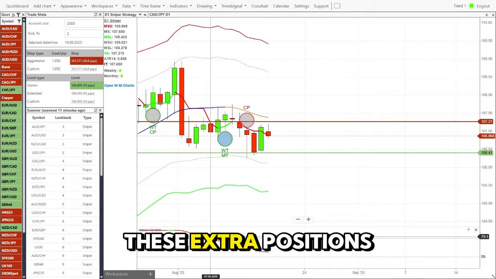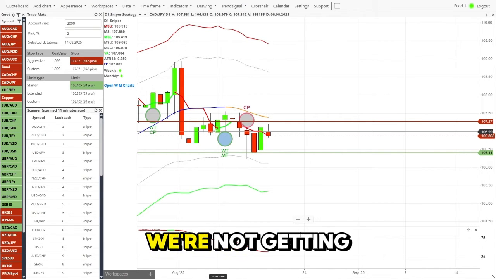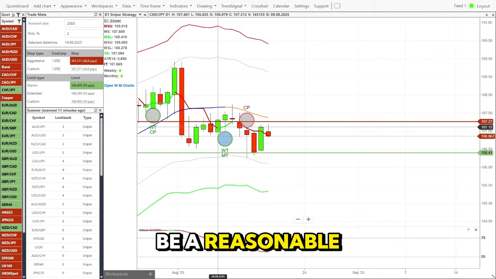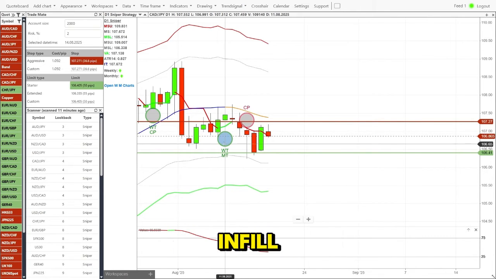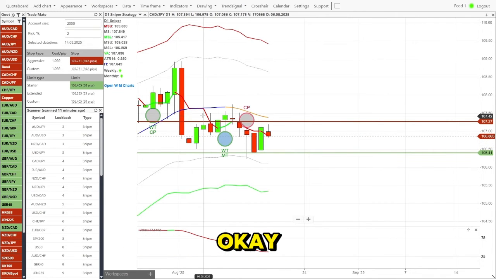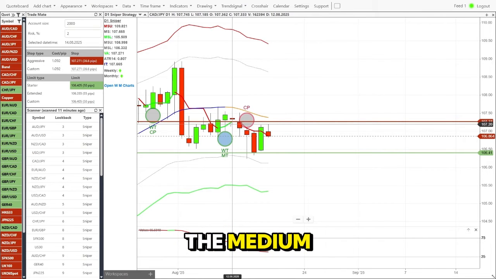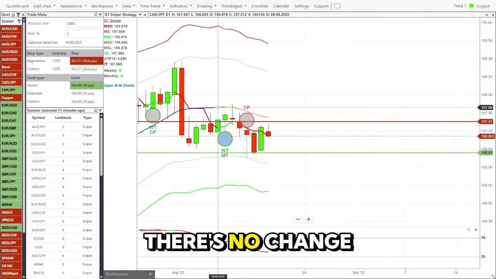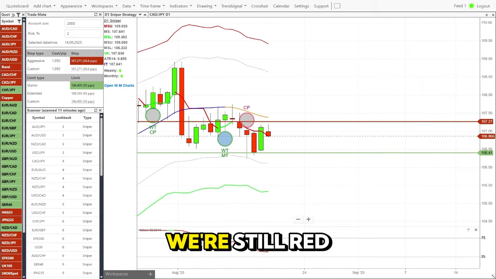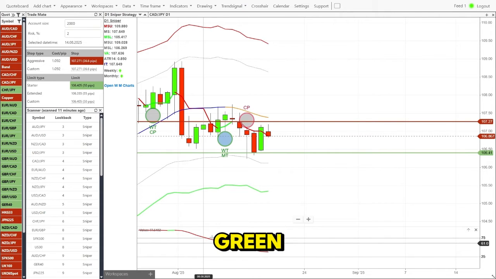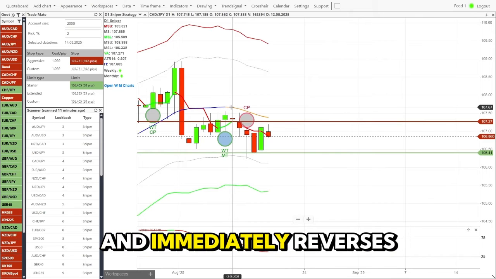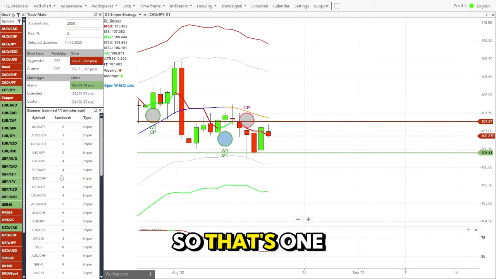It's actually an interesting point about this trade. The reason we look for these extra positions is just to make sure that we're not getting something which triggers the signals but doesn't actually have the market structure backing it to be a reasonable trade. So you can see here you've got this blue infill green sniper. And there's a couple of things that may make you think this is a really good position. Okay, we have red to green change color in the medium. We're in line with the intermediate trend. There's no change, but that's fine. It's just supported by the previous action. But what you'll notice is down here we're still red, and we don't have a flick back over to green, which means that this isn't a sniper we would take. And luckily we didn't, because it comes back up a little bit and immediately reverses back down. So that's one of the trades.